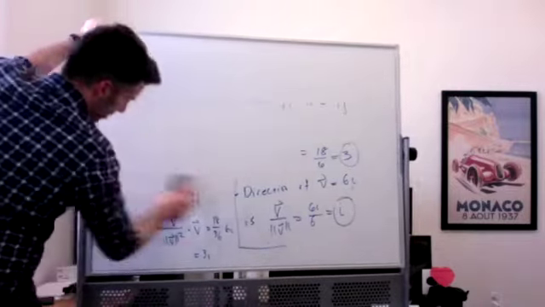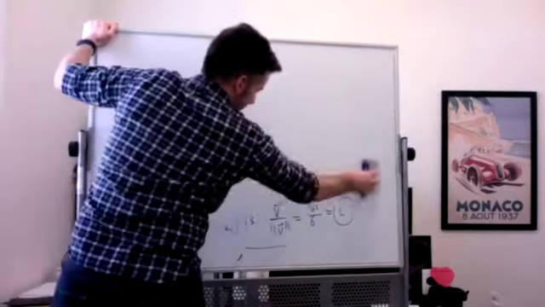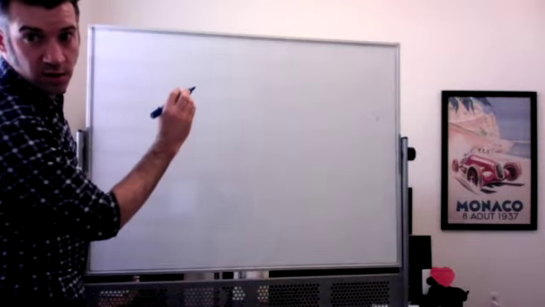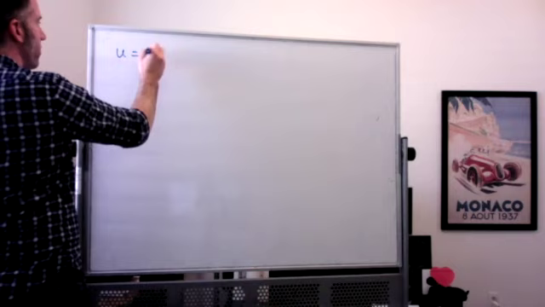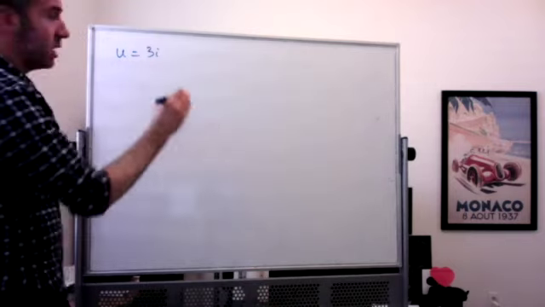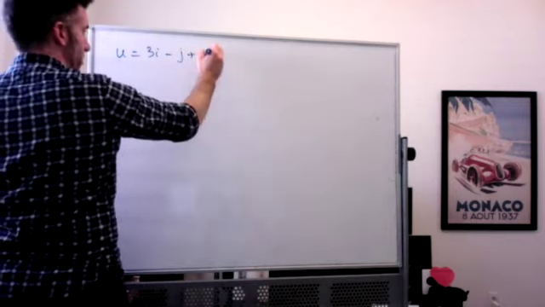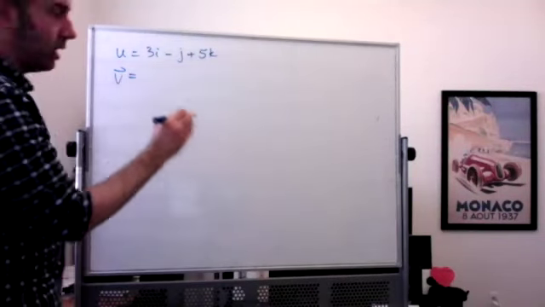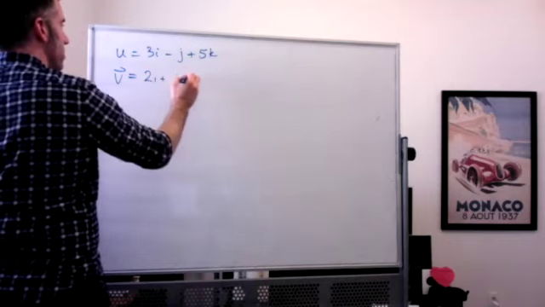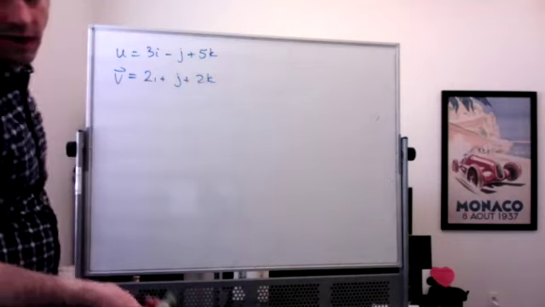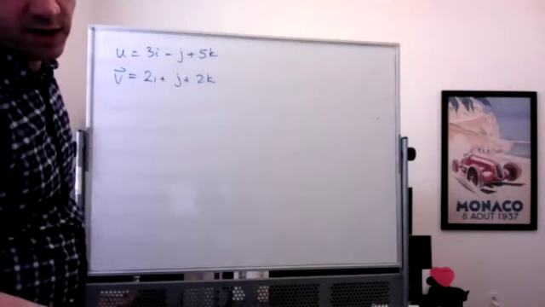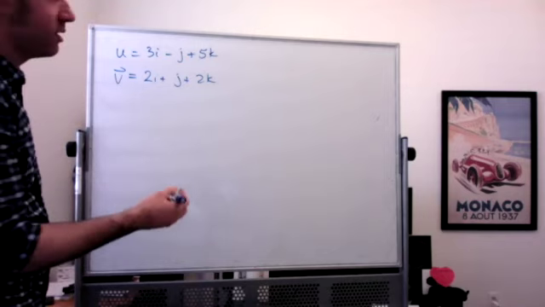So let's look at these two vectors and find all the things. So let's say my vectors are u equal to 3i minus j plus 5k. So we're in 3 dimensions. And v is 2i plus j plus 2k. And let us find the following. So let's find the projection of u onto v.